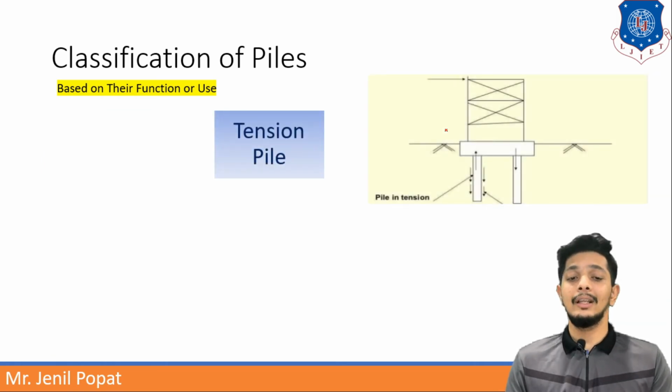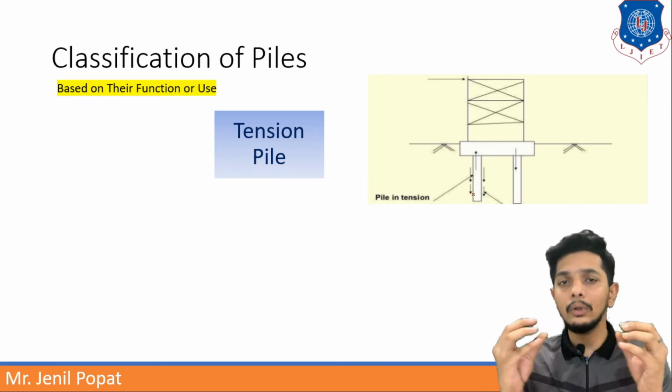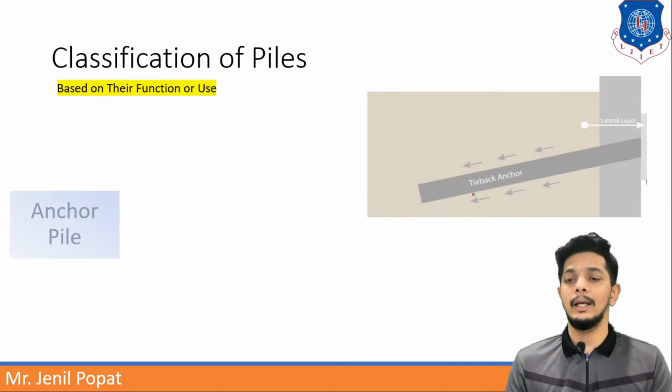Tension piles. A tension pile is working in tension only. Here in this image, you can see a transmission tower like design, and these piles are working in tension. If the pile is getting stressed or stretched from both the sides, it is a tension pile.